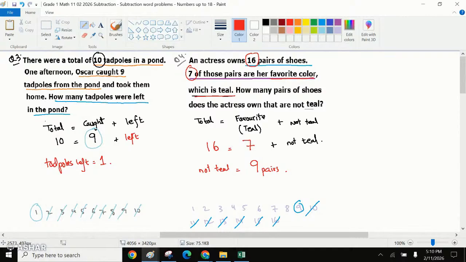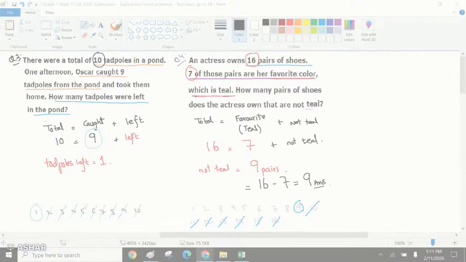So all we need to do is write down the numbers up to the maximum and cancel out. In this case, we wrote numbers till 16 and we canceled out 7. So we were left with 9 pairs. We were trying to do 16 minus 7 is equal to 9. And that was our answer. Basically, we were subtracting, right? Moving ahead to the next question.